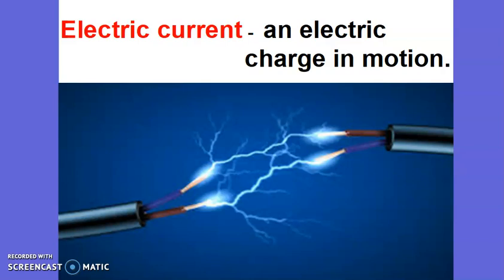Now, what is an electric current? When you say electric current, class, it is an electric charge in motion. Do you know what we mean by the word motion? Motion, in other words, is movement, or it's moving. So, how electric charges move is what we call electric current. Is it clear, class? Okay. So that is what we call an electric current.